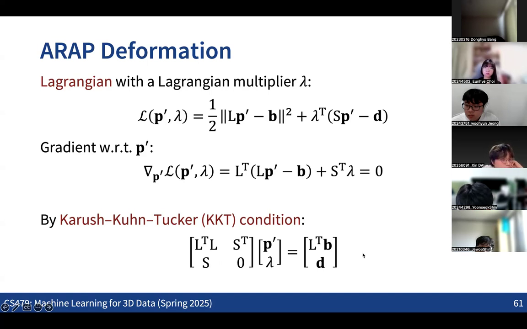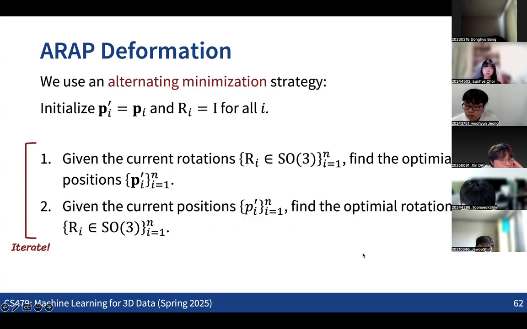So it's kind of complicated, but the basic idea is that we start from some initial positions and rotations, and then we repeat these two steps. While fixing the rotations, we solve the linear system to find the optimal positions of the vertices. Based on that, we also find the optimal rotations. We iterate these two, getting converged into more natural deformations.